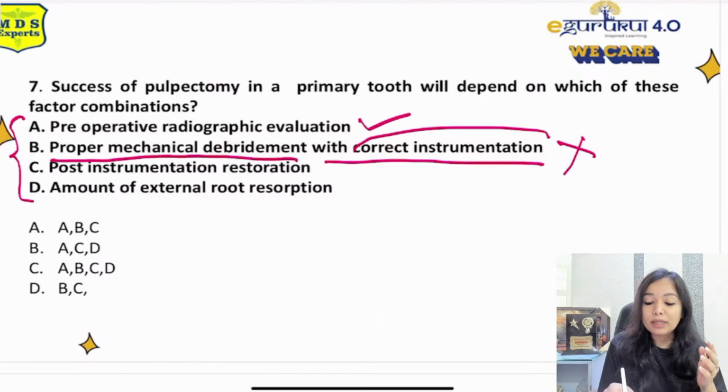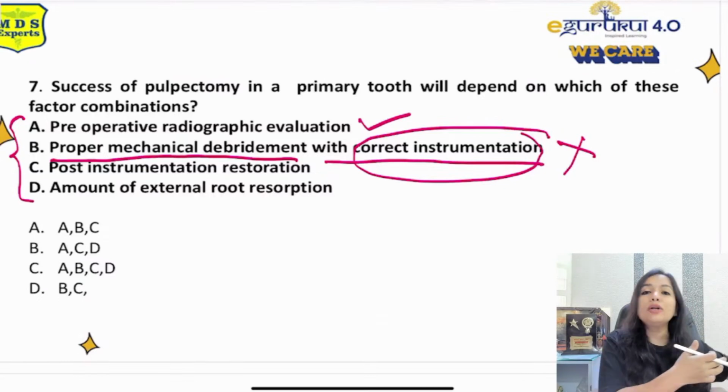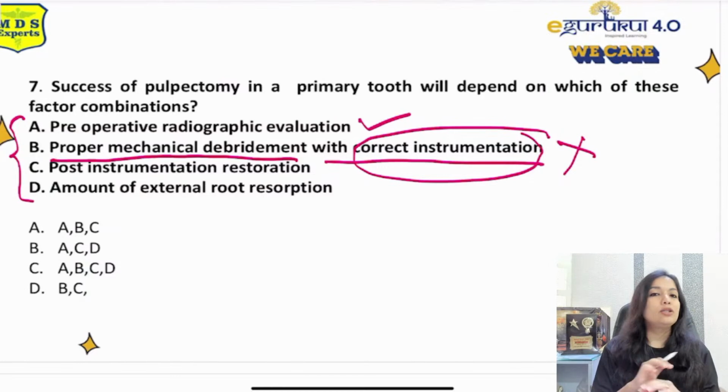Even correct instrumentation is not possible, because an IOPA is a 2D picture. You can just put it like that. You do not know that from another angle there is more resorption of the root. You might have done over-instrumentation or under-instrumentation from one part of the root, whereas from the angle of the IOPA that you have, it might seem correct. So until and unless you have a 3D view, there is no scope of correct instrumentation, and whatever you do, you cannot completely debride mechanically a primary tooth. So this is absolutely incorrect.